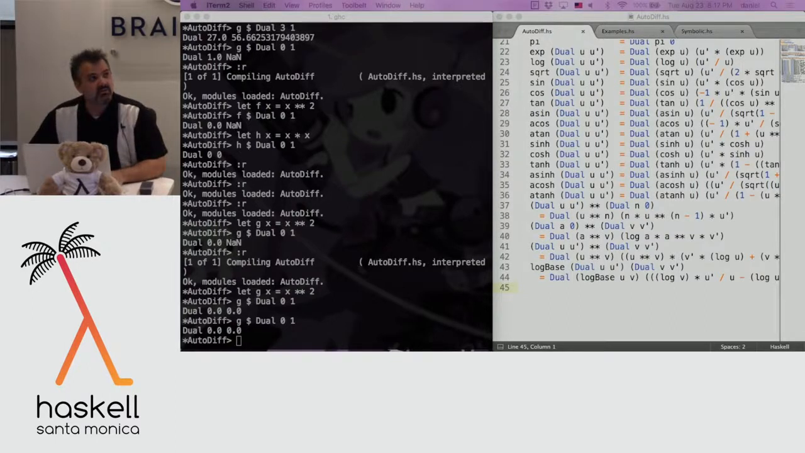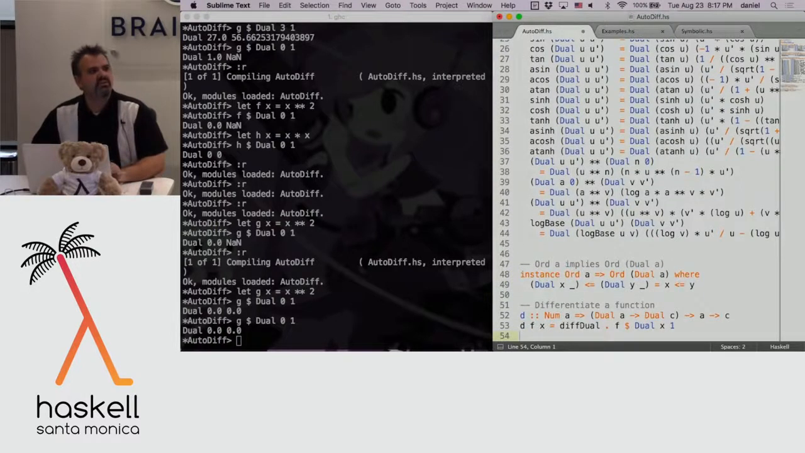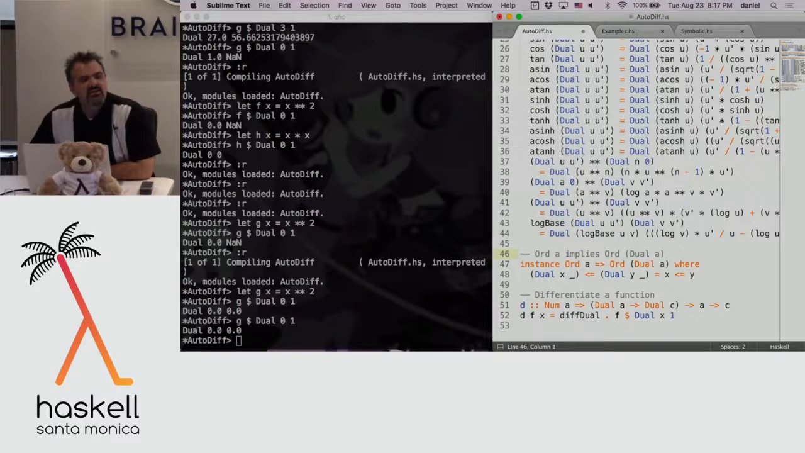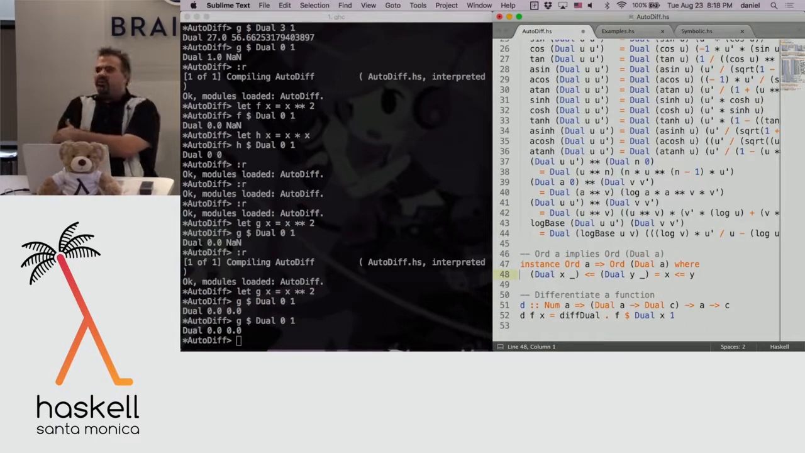What we're missing, I'm going to write a couple more instances. One more instance, actually. I'm going to write an Ord instance. And this Ord instance is really just for bookkeeping. Basically, just how do you turn a pair into an Ord? You just look at the first component. That has nothing to do with derivatives, but this is to satisfy some type checking that has to happen later. OK?